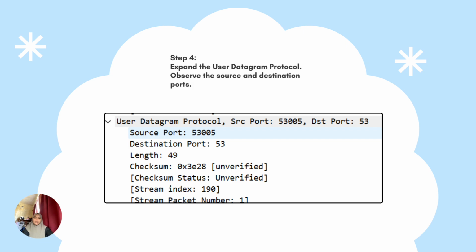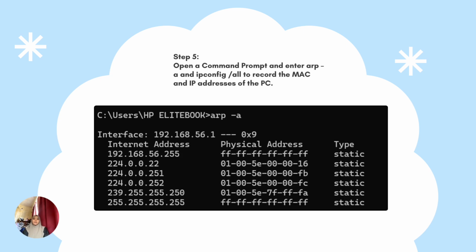Following the capture, we open a command prompt and use commands like arp -a and ipconfig to record the MAC and IP address of the system. This is important to link the network traffic to the specific device, ensuring we capture accurate information for analysis.